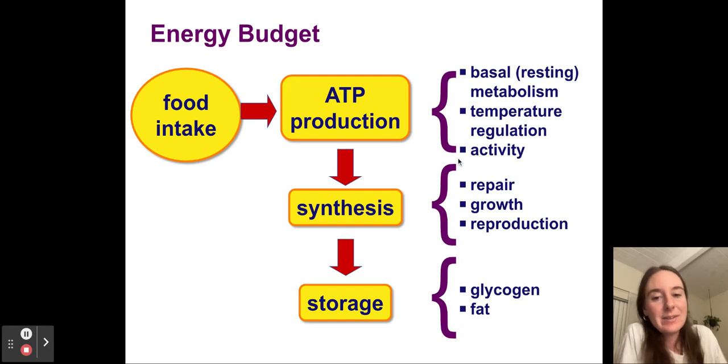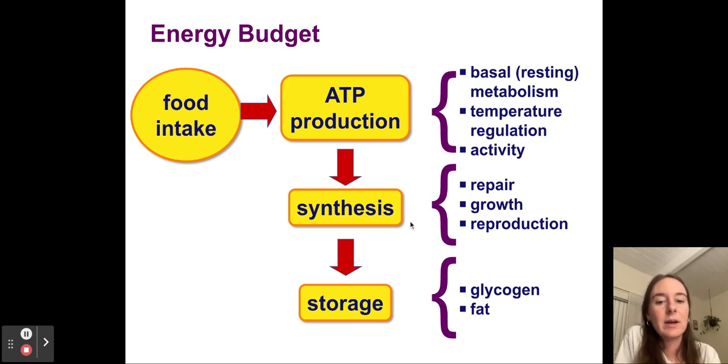And then also, we can use ATP for activity. So, if you want to start moving our muscles and contracting our muscles, ATP can actually be used for more than just our basal metabolic resting state. Once we have made ATP and we're doing these basic things, we can also use ATP for synthesis. So we can actually repair our cells, repair molecules in our cells. We can actually use ATP to grow. We can make new cells by dividing original cells, and that takes energy.